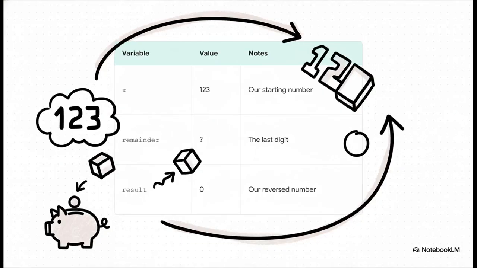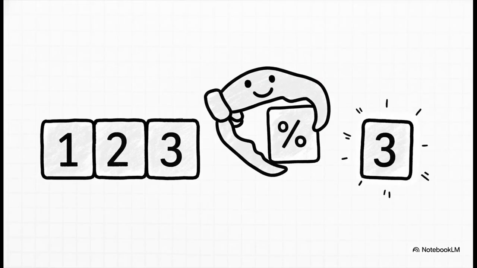All right, let's walk through this with our example, 123. We're going to keep an eye on 3 variables here. x is our input, remainder is the digit we managed to pop off, and result is where we'll build our final answer. And notice, result starts at 0. First things first, we need to grab that last digit, the 3, and the perfect tool for the job is the modulo operator. 123 modulo 10 basically asks, what's the remainder when you divide 123 by 10? Well, the answer is exactly 3.